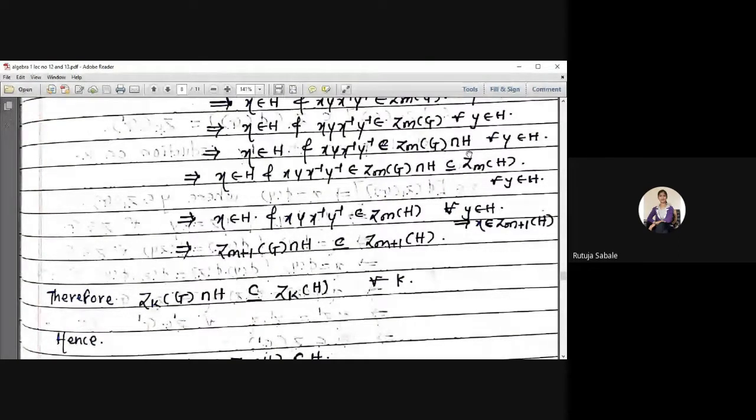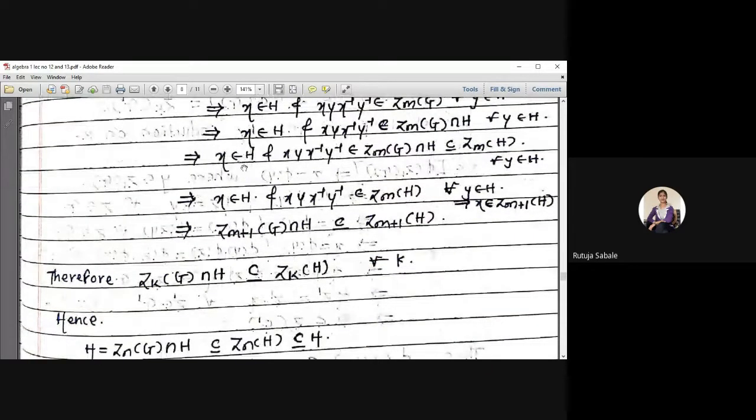Why? Because look here, x belongs to H, which implies that x inverse also belongs to H. y belongs to H implies that y inverse also belongs to H. So the product of all these terms is also in H. x y x inverse y inverse is an element of H by the closure property of a subgroup or group. That's why we have taken x y x inverse y inverse belongs to Zm of G intersection H for all y belongs to H.